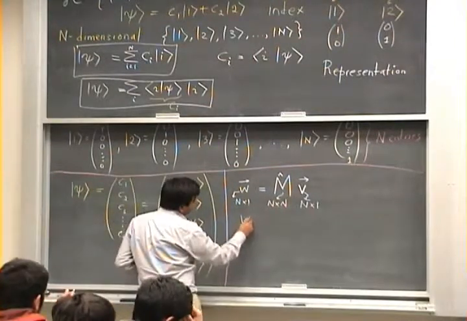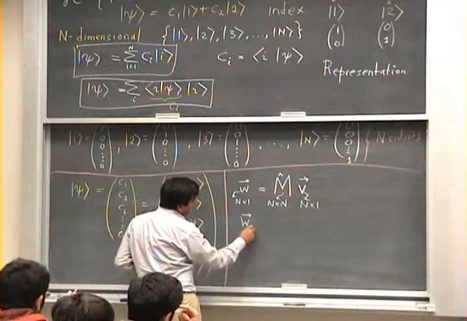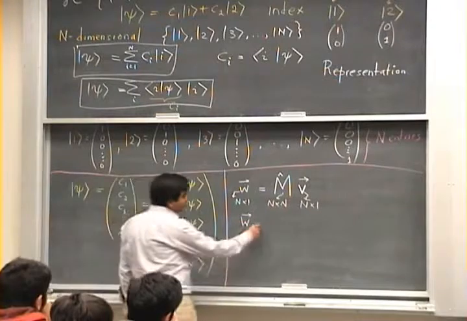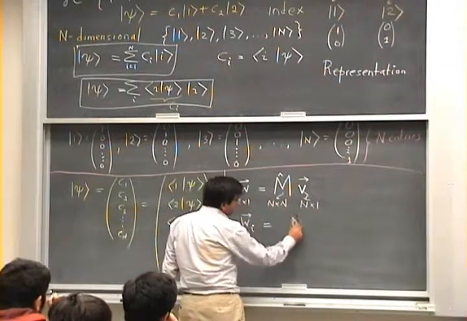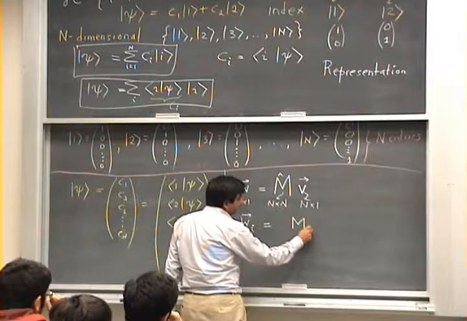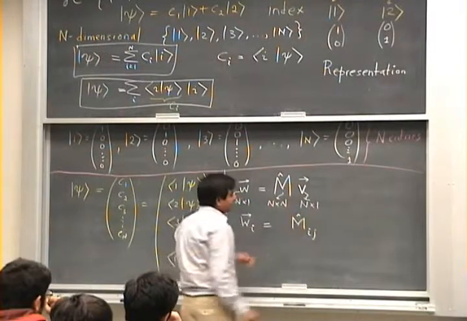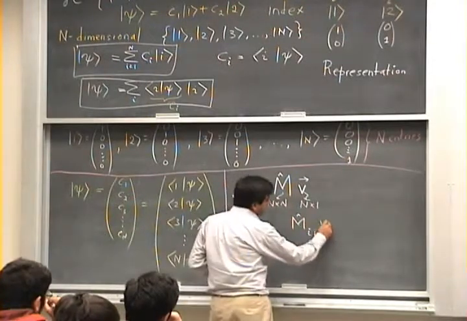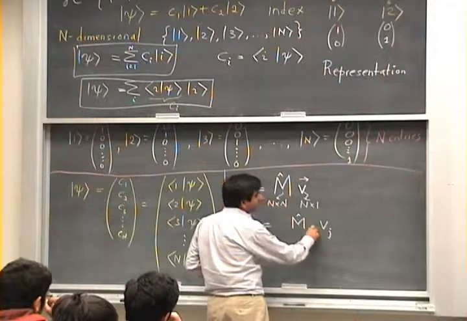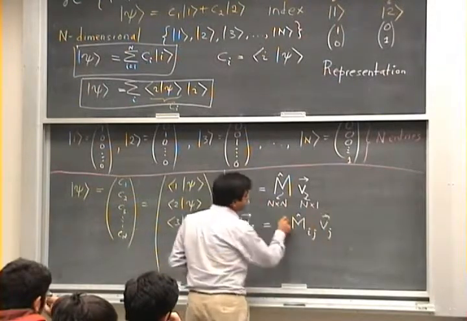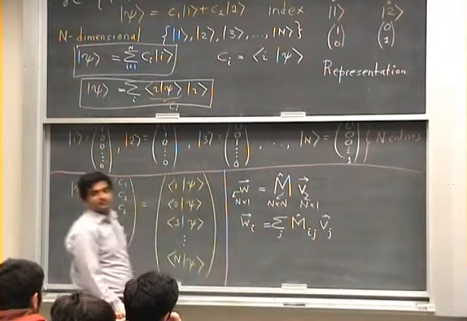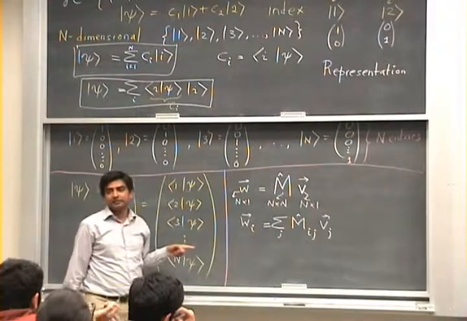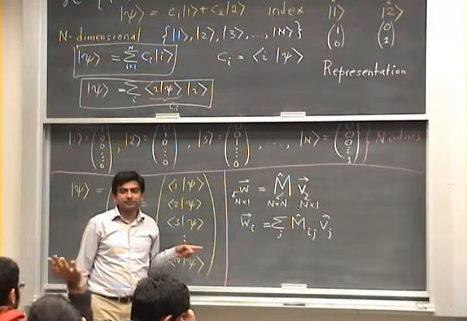And I also know that the ith entry in the vector W is just going to be equal to M_ij, the element in the ith row and jth column of M, multiplied by the jth element in V, summed up over all of j. Right? Do you recognize this? Anyone who doesn't recognize this fact, I'll be happy to explain.